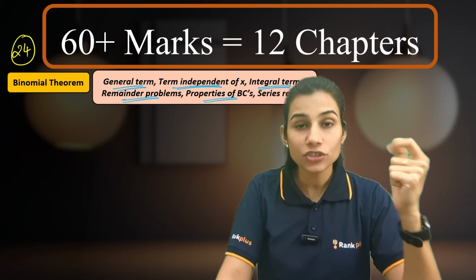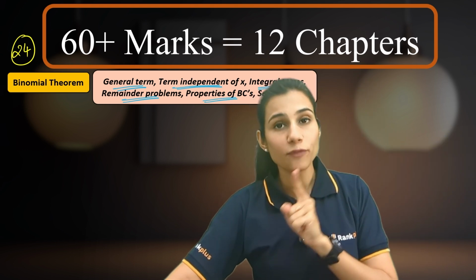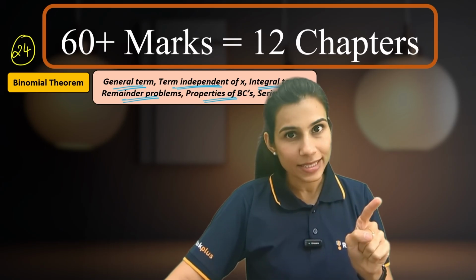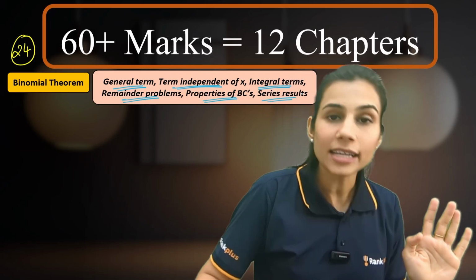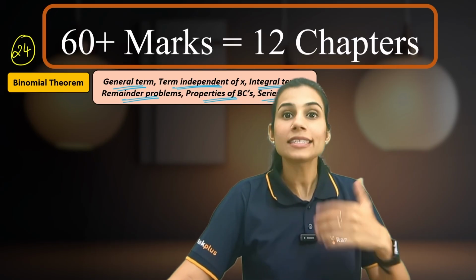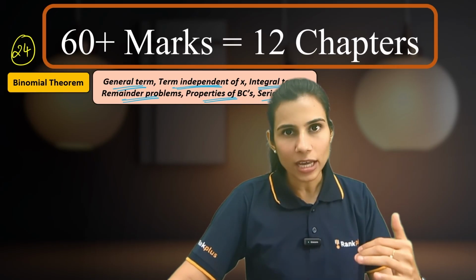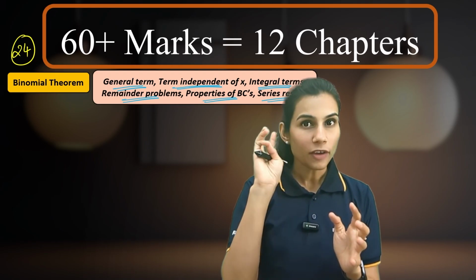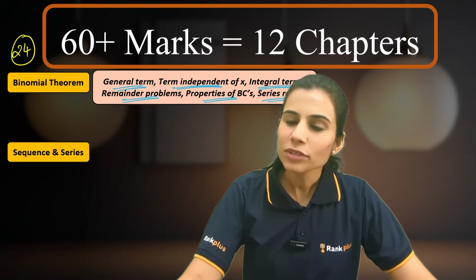Properties of binomial coefficients. I know this is deleted from the syllabus in a formal sense, but questions from this have been asked and hence you cannot miss out on studying them. Series results, which means summation r nCr, summation r square nCr, summation (r nCr) whole square, summation nCr upon r plus 1. All these results you have to remember on your fingertips. Let's move ahead to the next chapter.